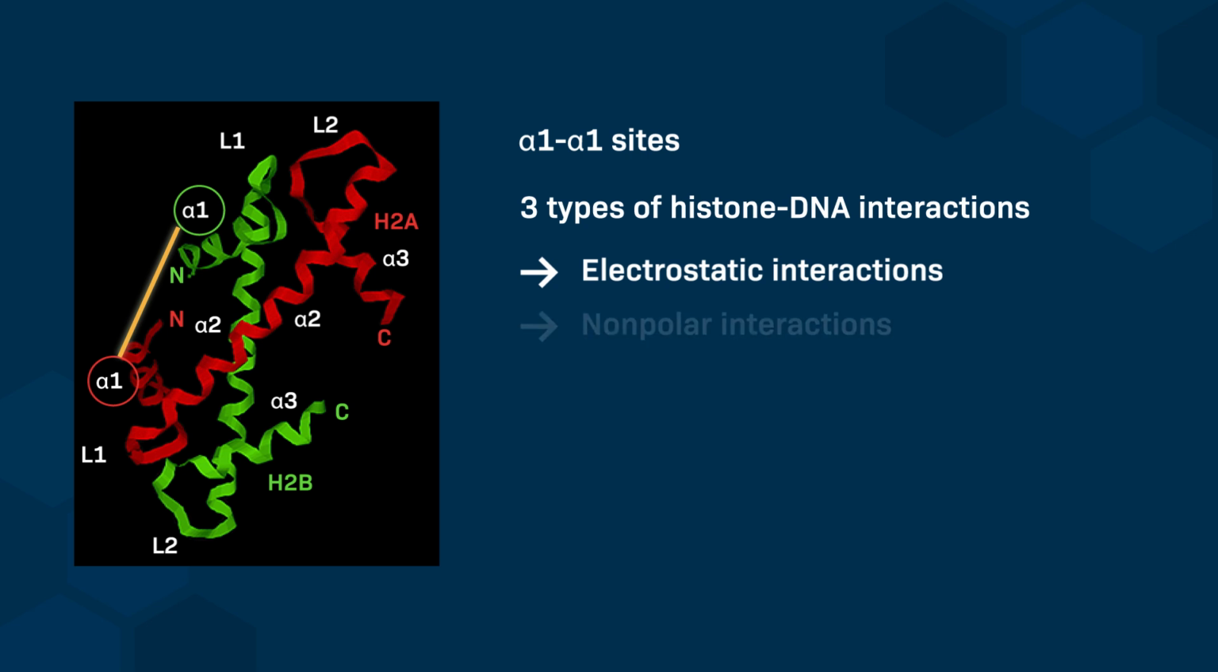There are also nonpolar interactions between the side chains of some of the residues on the alpha-1 helices and the deoxyribose group on the DNA. For example, the first turn of the alpha-1 helix in H3 and H4 forms a nonpolar interaction with the DNA. Finally, the third type of interaction is between residues with side chains that contain basic, negatively charged, or hydroxyl groups.